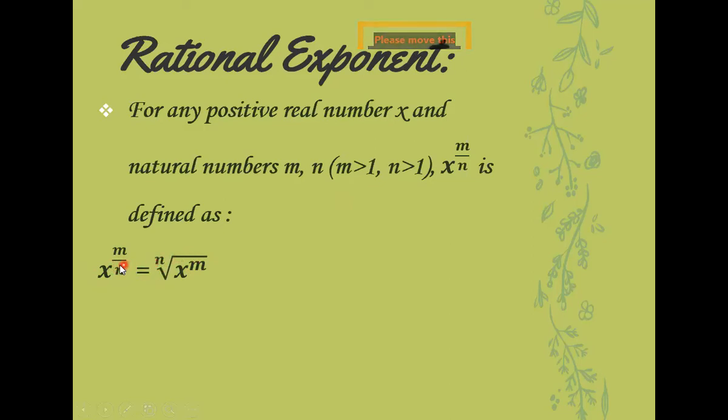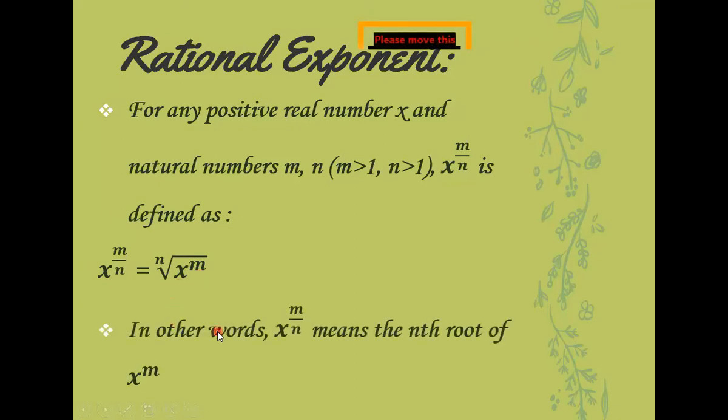So please keep it in your mind, the denominator will be the root. The nth root of x. You can write this thing in this form, and this m will be its exponent. So in other words, x raised to the power m upon n means the nth root of x to the power m. The nth root of x^m. Understand?